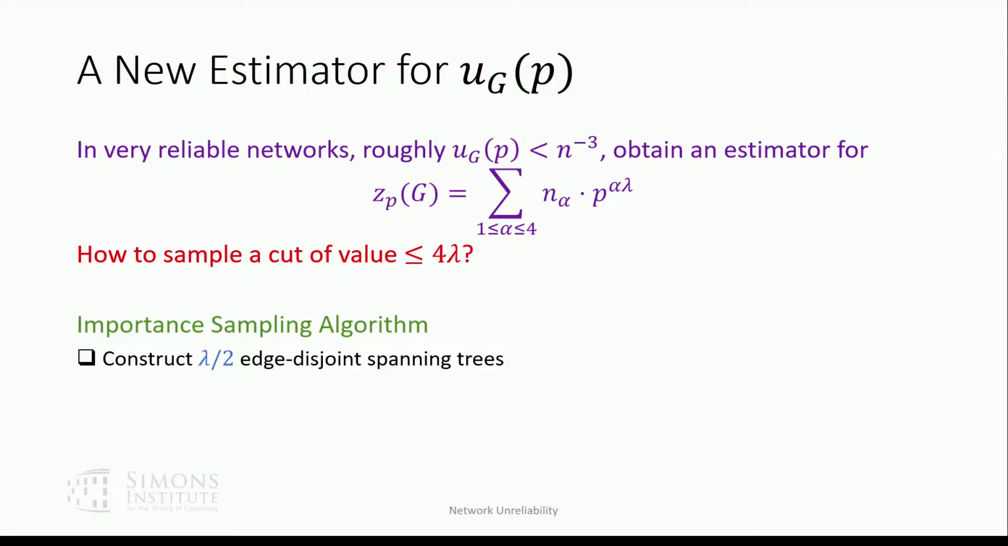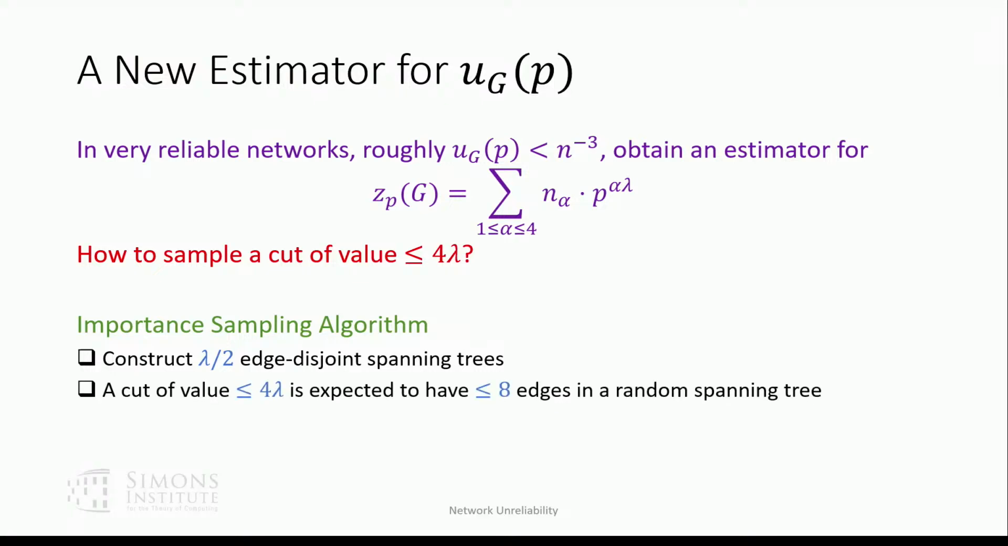Now I should mention that although I am describing it in these terms, we don't explicitly do this. Of course, lambda can be large. I don't have any way of actually explicitly constructing these trees. So we use some implicit methods of sampling from these trees. But in principle, think of constructing these spanning trees.